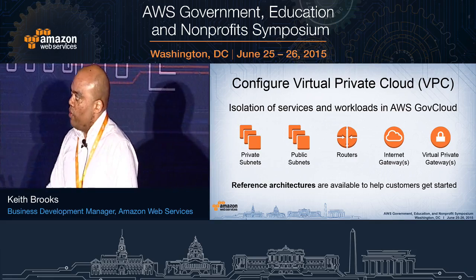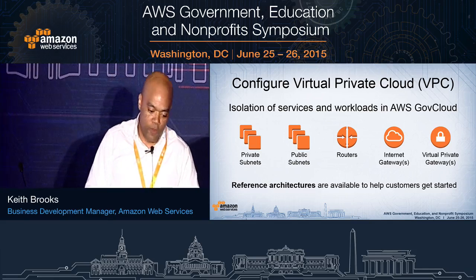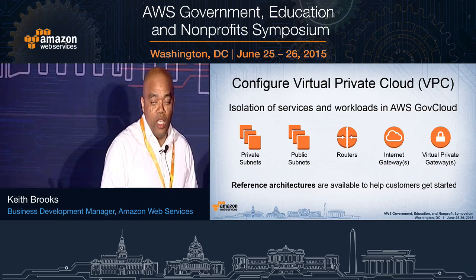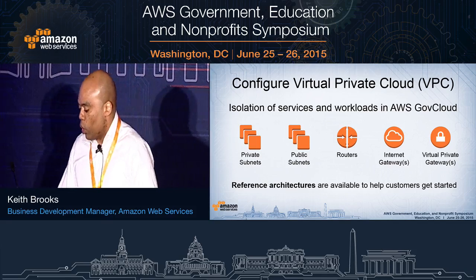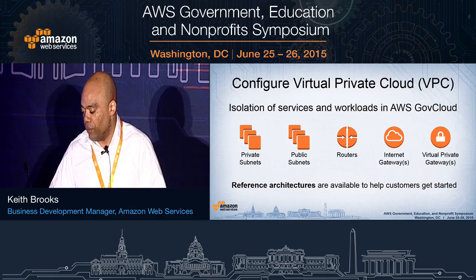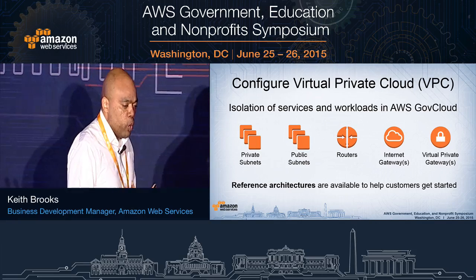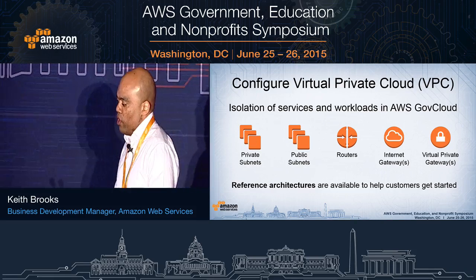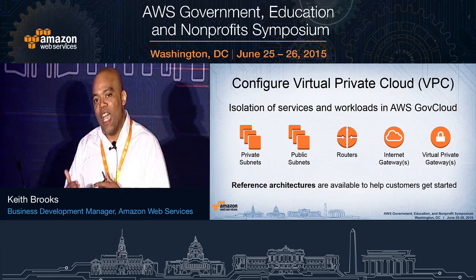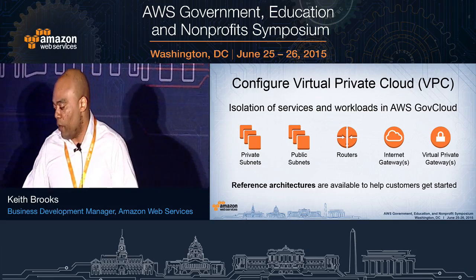So once you set up the IAM roles, the next step that we recommend is to focus on configuring your VPC. And then once you get that set up, you're now in a better position to start deploying workloads in the GovCloud region. For customers or users that aren't familiar with best practices around VPCs, we do have reference architectures and other documents available to help guide you through certain patterns or anti-patterns for setting up your VPC environment in GovCloud.